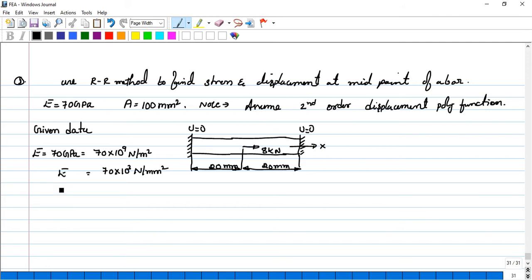So that is E, and the area is given by 100 mm square. Now I have area as well as E in the same unit. And there is a load P, 8 into 10 raised to 3. 8 kilonewton, so I will write it in terms of Newton. Now in this given figure we are to identify the displacement u. So let me assume, let u be the axial displacement.